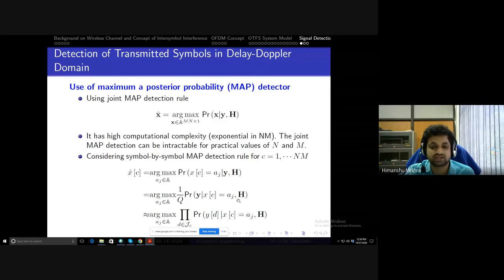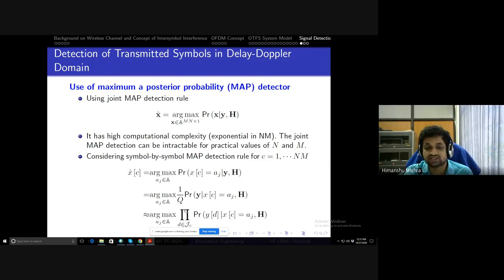So hence it will be there. So Q is the number of constellation symbols. And this is what I have done. Now this approximation I made. What is this approximation?